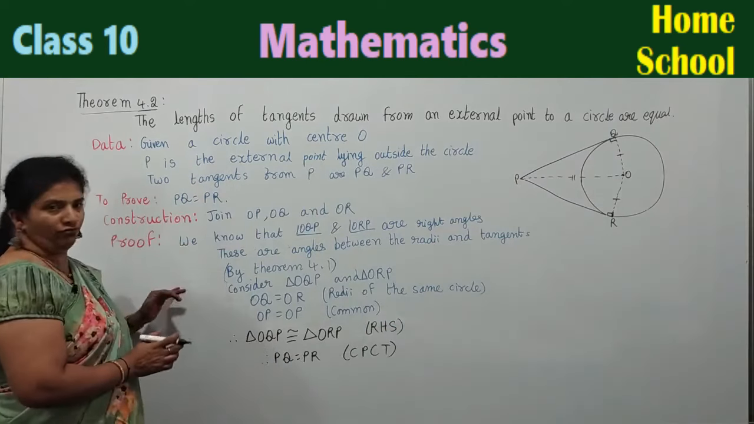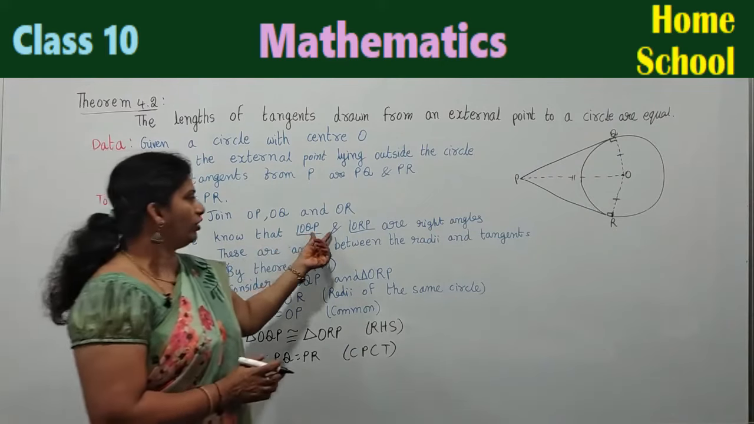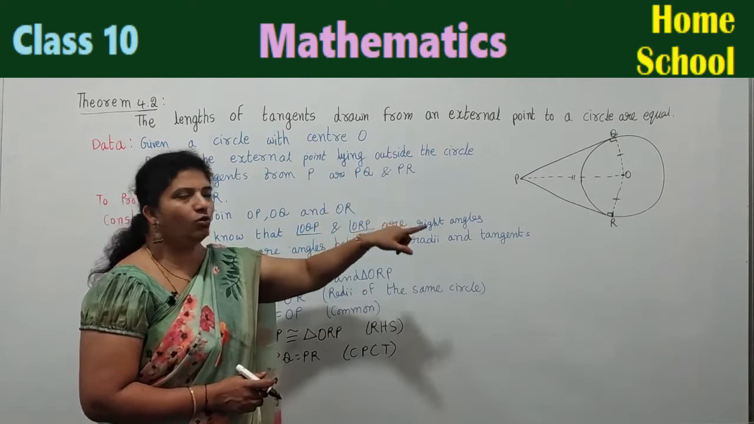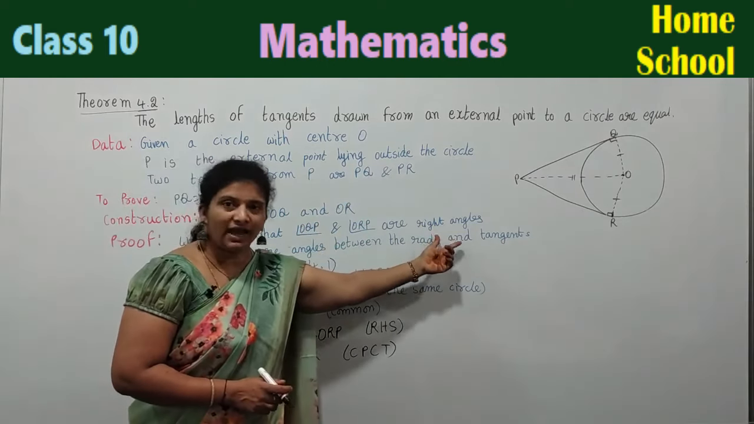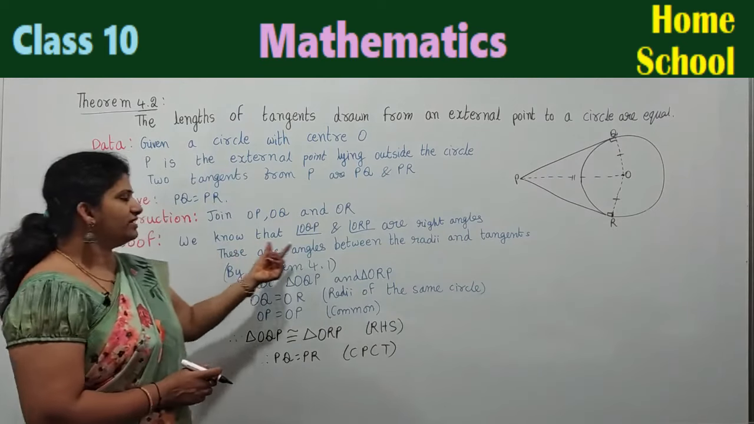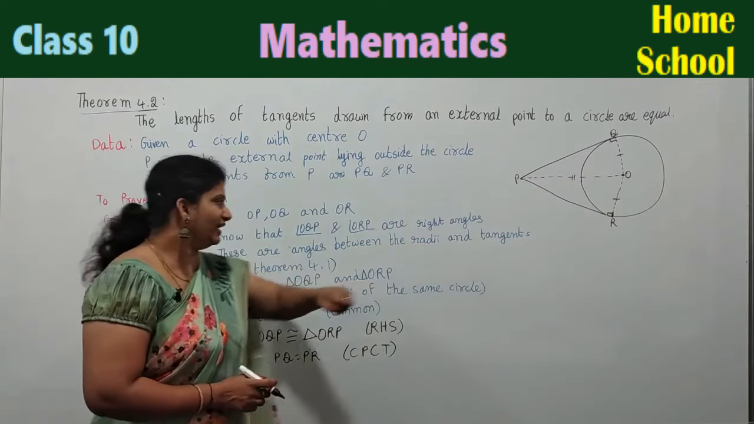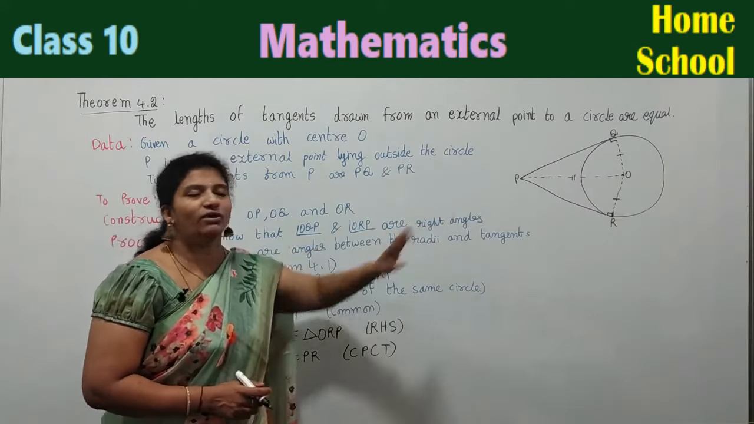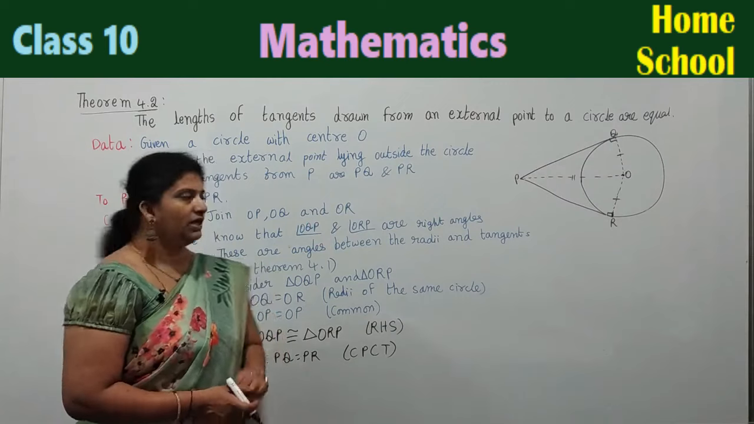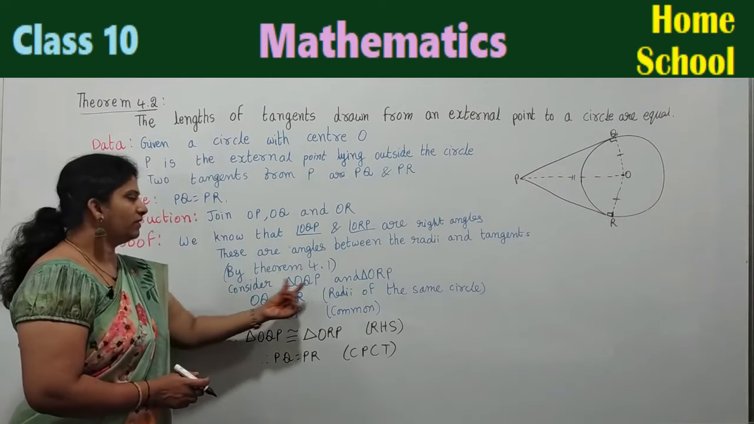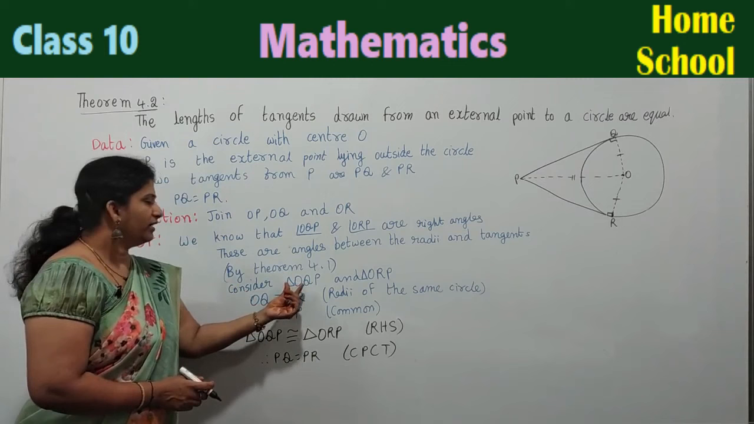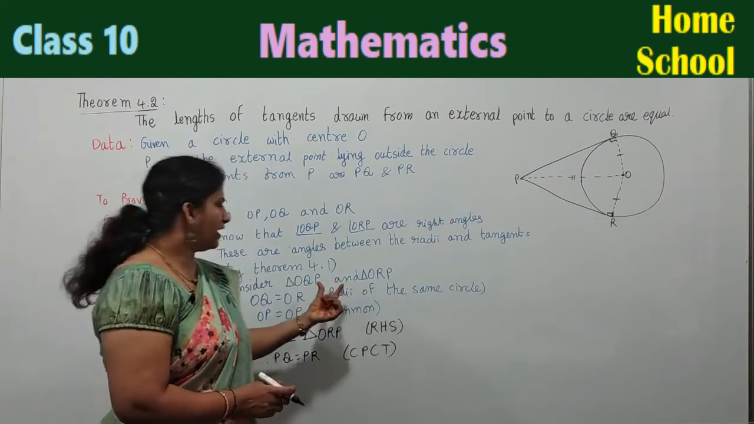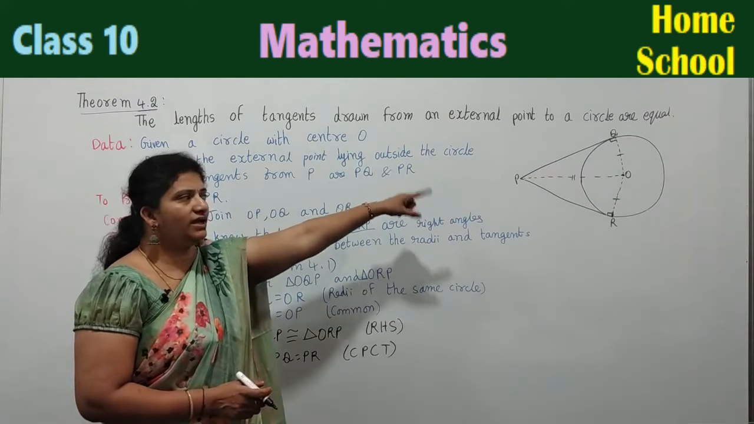So, let's see the proof here. We know that angles OQP and ORP are right angles. How do we know? These are the angles between the radii and the tangents. By Theorem 4.1, angle Q and angle R are right angles. Now, consider the right triangles. Consider triangle OQP and triangle ORP. Consider these two, children, first triangle and second triangle.